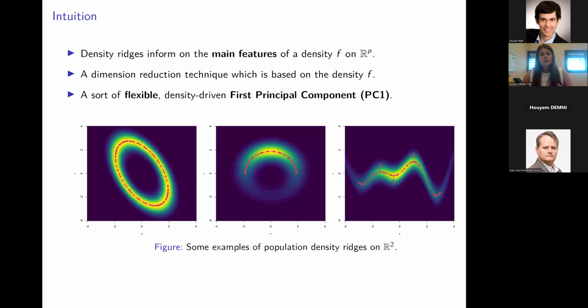So first, what are density ridges? Density ridges provide us information about the main features of a density. They are like a dimension reduction technique, which is based on the density f. So it's like a first principal component curve. Here in this plot, you can see some examples of population density ridges. With these red points, we can see the main mode of variation of these three examples.